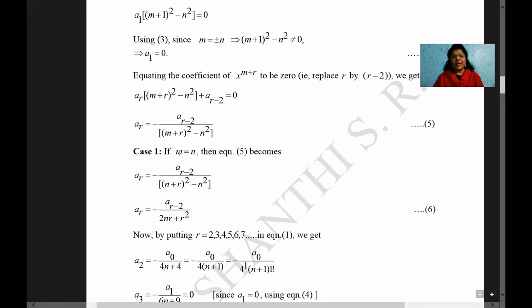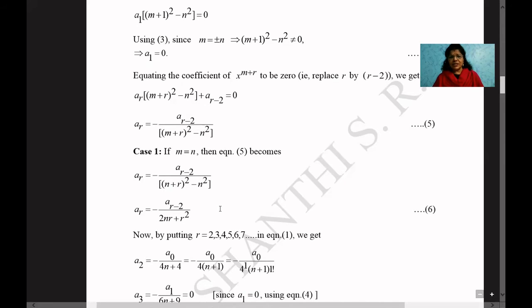First, I'm going to substitute m is equal to n, that is case 1. You substitute m is equal to n in this reconciliation. So what will equation 5 become? a_r is equal to minus of a_{r-2} divided by (n plus r) the whole square minus n square. (n plus r) whole square minus n square, you expand this (a plus b) the whole square. That is n square plus 2nr plus r square minus n square. The first n square and this minus n square you can cancel. 2nr plus r square you have got. This I'm giving as equation number 6.